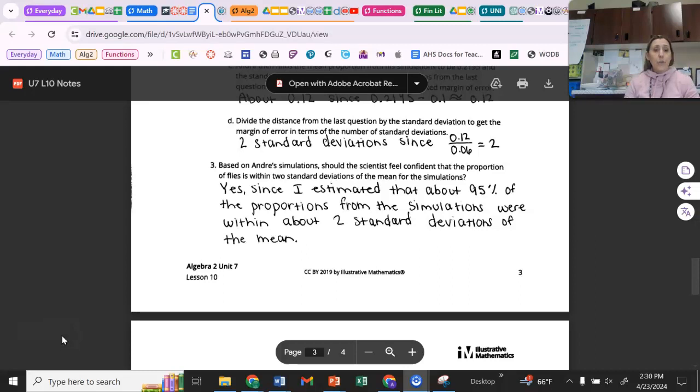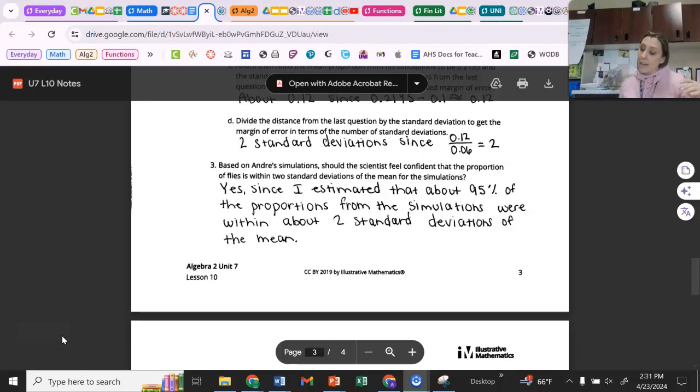So hopefully you remember that when we do this, if we did 0.12 divided by 0.06, we should get 2, which is 2 standard deviations from the mean. We expected to see that because we know that the margin of error is going to be 2 standard deviations away from the mean. So based on Andre's simulations, should the scientists feel confident that the proportion of flies is within 2 standard deviations of the mean of the simulations? Yes, because we estimated that about 95% of the proportions from the simulations were within 2 standard deviations of the mean, which is exactly what we're looking for.